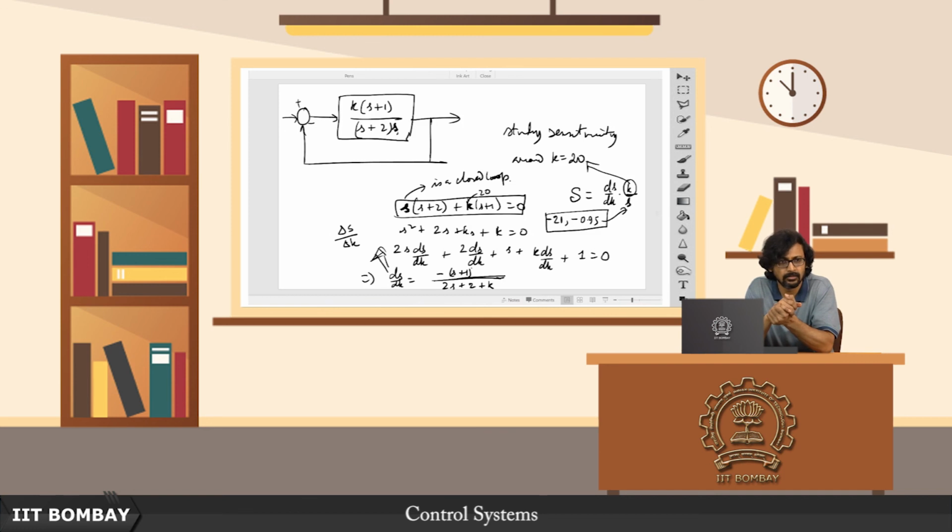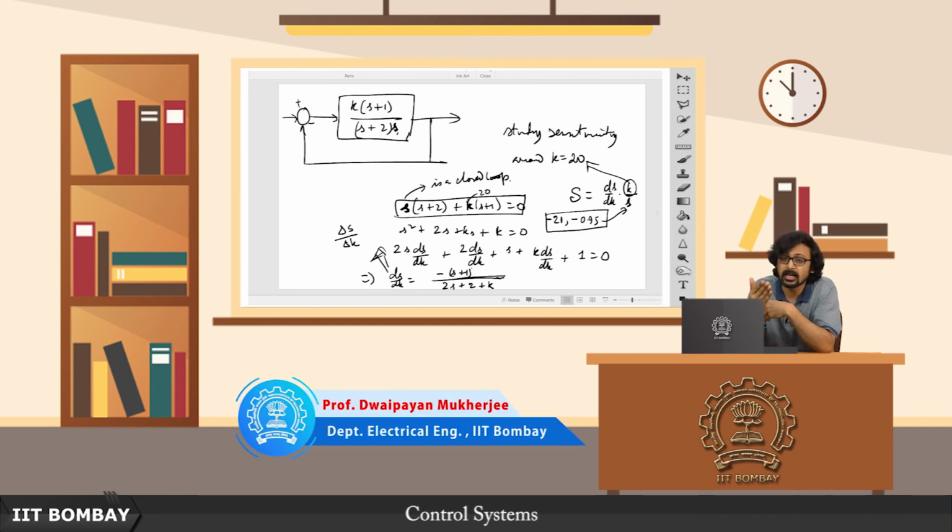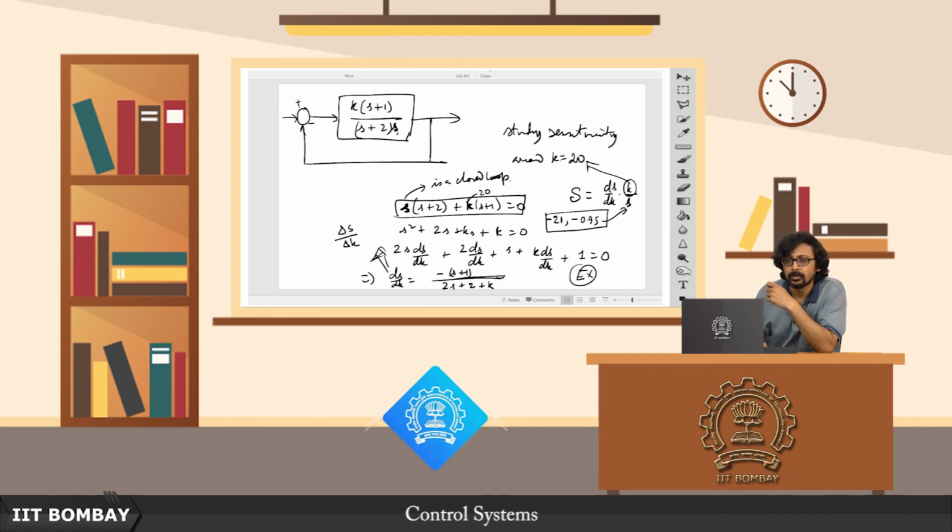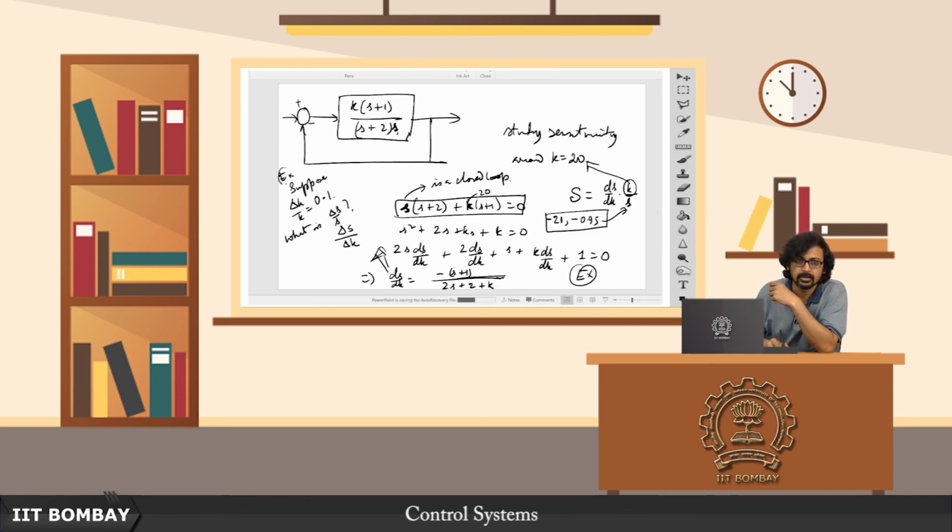I hope that you found this to fit in with the picture of sensitivity that we had discussed earlier. Please try to practice this and complete this problem as part of an exercise and find out what the sensitivity of the poles are around this. And as an addendum question, suppose delta k upon k is equal to 0.1, what is delta s upon s? Take this as an additional exercise. Thank you, that will be all.